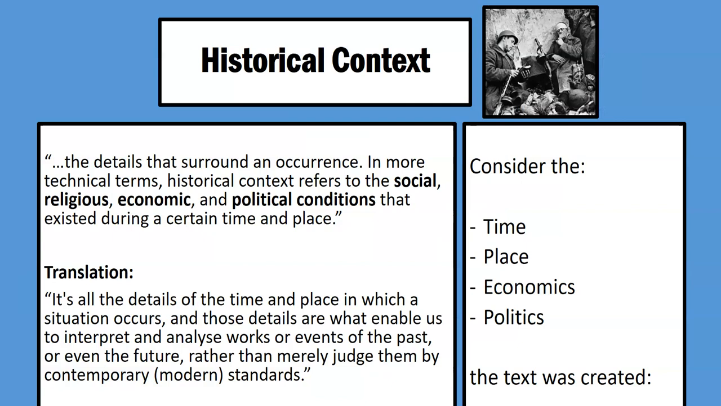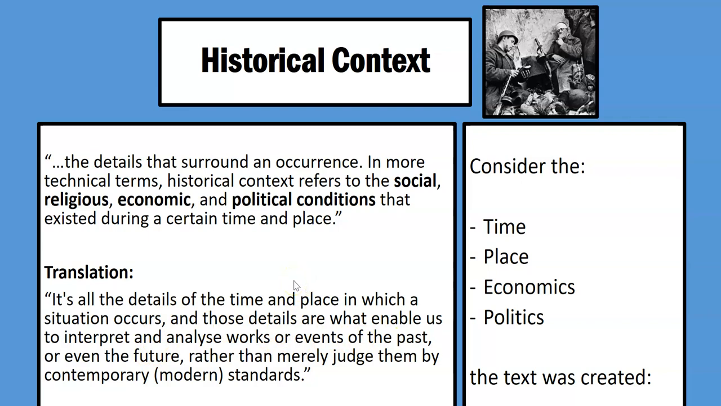If we look at historical context, we can use the quote that it is the details that surround an occurrence. In more technical terms, its historical context refers to the social, religious, economic, and political conditions that existed during a certain time and place. This simply relates to the time, place, the economics, and the politics within the country or place in which it is published or targeted. Translation, it's all the details of the time and place, the situations, and what enables us to interpret and analyze works or events of the past or even future, rather than merely judge them by the contemporary modern standards.